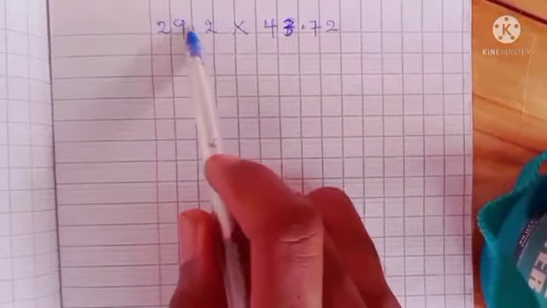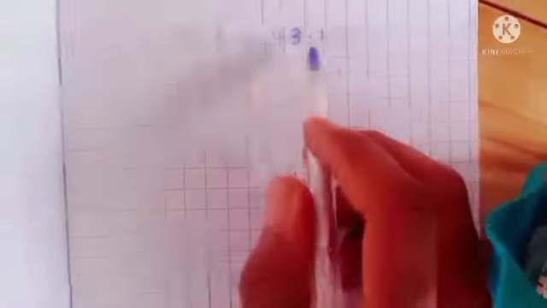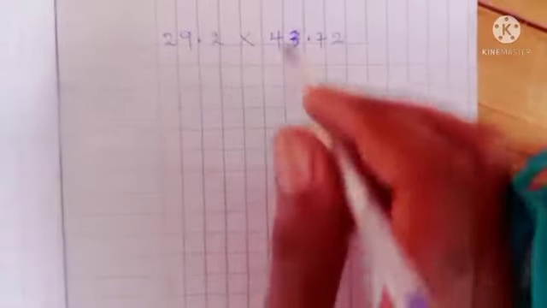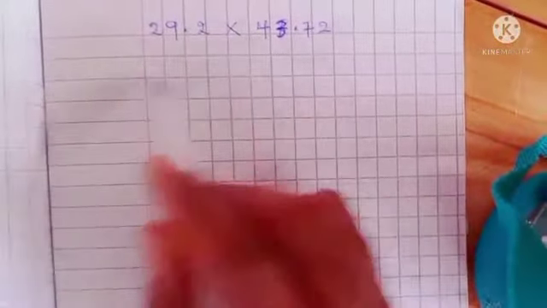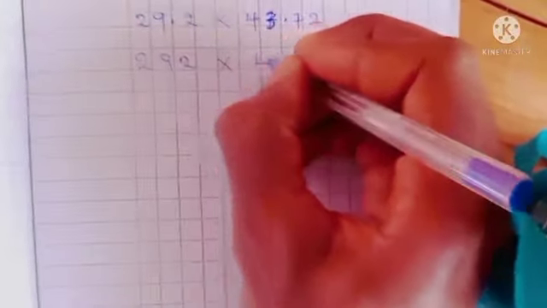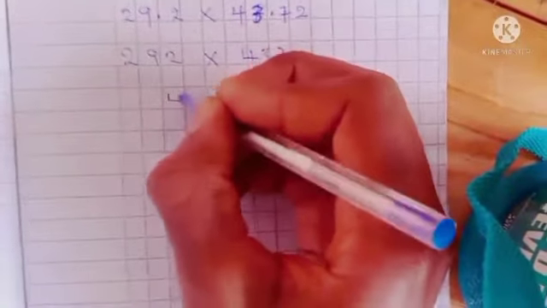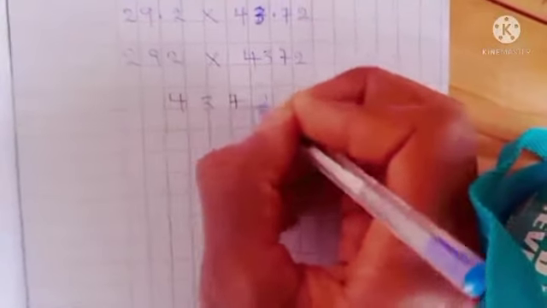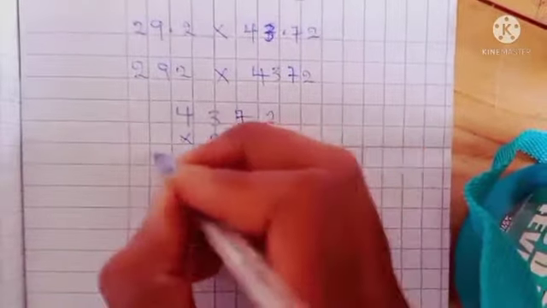First of all, we have to move our decimal point how many times? Once out of 3. Here we are moving our decimal point 2 times. So what we are going to do now is, since we moved this once, over here we have 292 times 4372. At this point, we are going to arrange our numbers: 4372, then 292. So now we're going to multiply all of this.